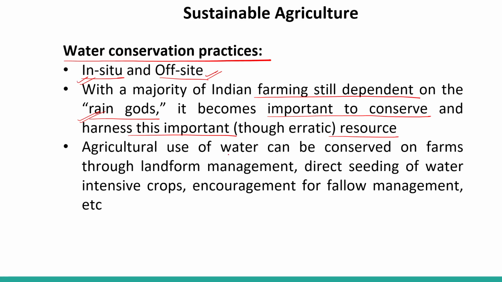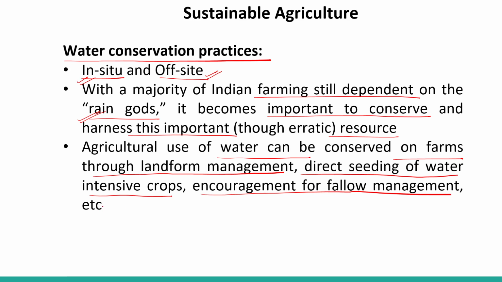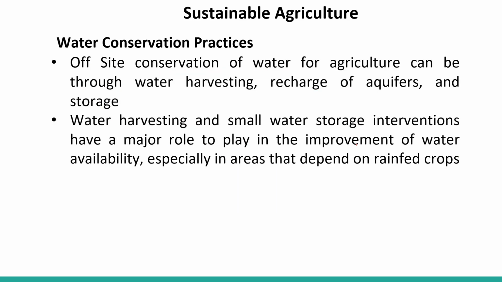Agricultural use of water can be conserved on farms through landform management, direct seeding of water-intensive crops, encouragement of fallow management, etc. So we can go for many water management systems. Even in the farmland we can follow landform management and direct seeding of water-intensive crops. So there are so many ways that we can conserve our water.